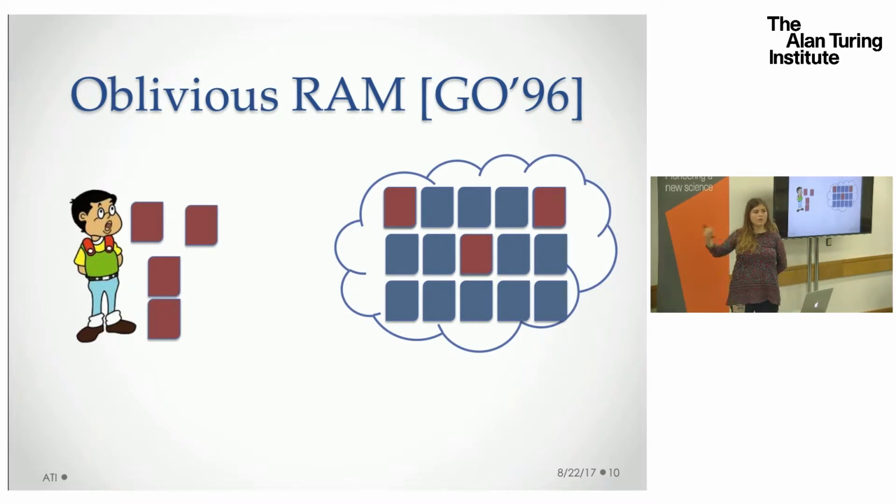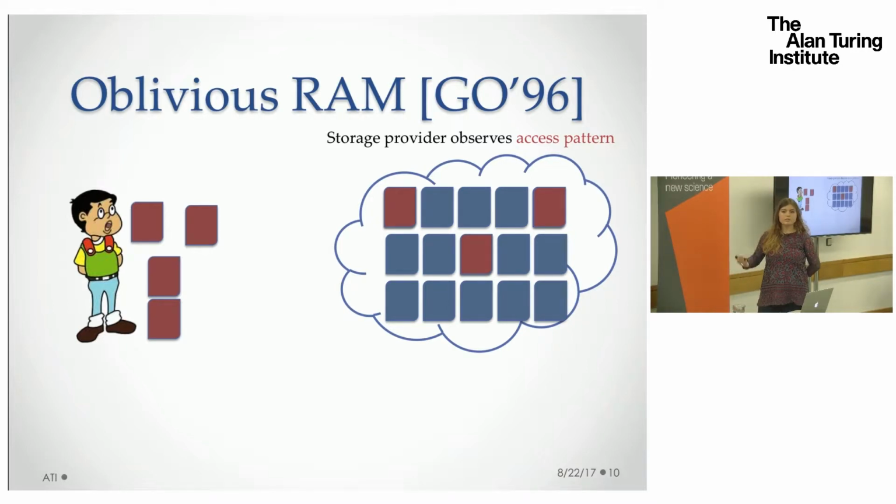So if he goes ahead and reads different parts of the memory, then the server that's holding the memory will be able to observe the access pattern. So here, the red ones are the ones that have been accessed. And based on this, as we already said, the server can infer a lot of information about what Bob is looking for. So the goal of an Oblivious RAM protocol is to hide this information from the server.